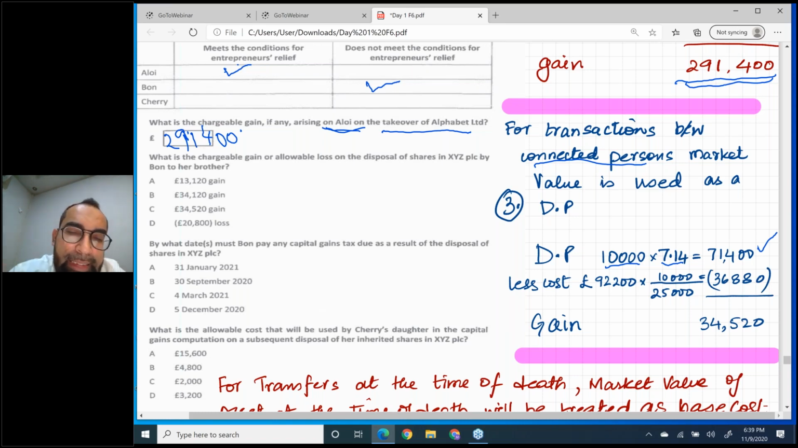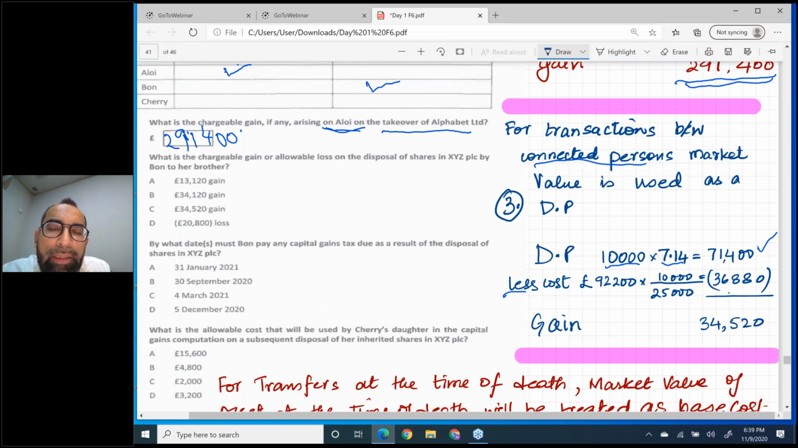Less, you have to deduct the cost. But wait, the cost was given for 25,000 shares, so you will apportion the cost. 92,200 is the cost of 25,000 shares. You divide it by 25,000 and then multiply it with 10,000, because only 10,000 shares are gifted. This comes to 36,880. If you take the difference, the gain comes out to be 34,520.